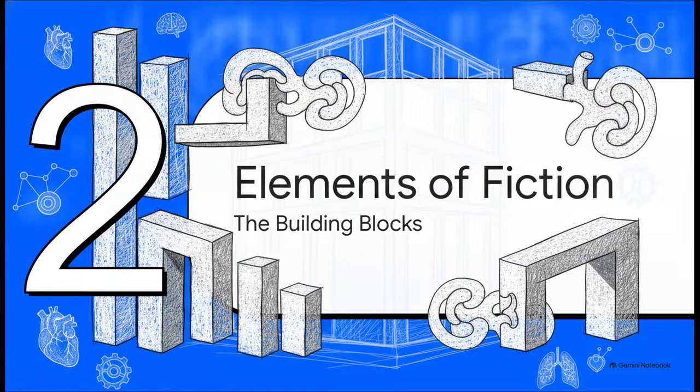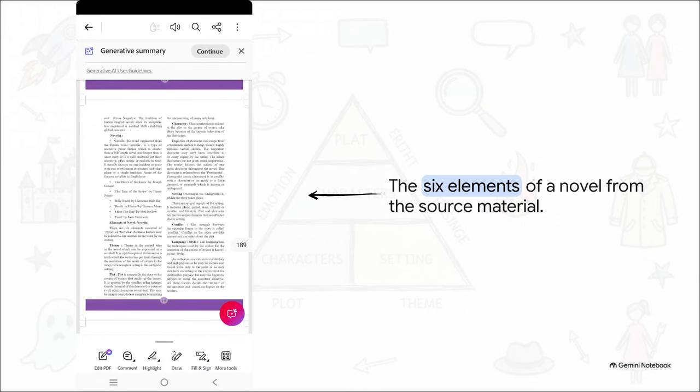Moving on to Section 2, the 6 elements of fiction. These are our essential building blocks. Here's a quick look at the original source material we're using today to map out these crucial components. All of these factors are deeply, deeply interconnected in any author's work. Let's actually pull these out and break them down one by one to see how they tick.